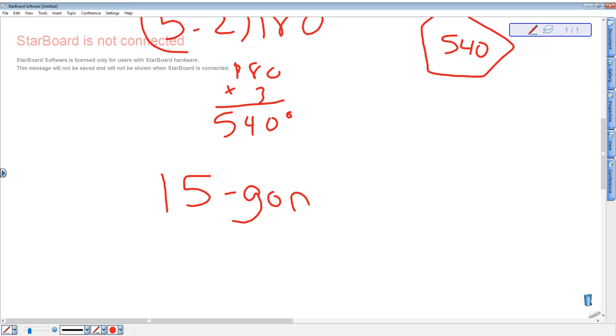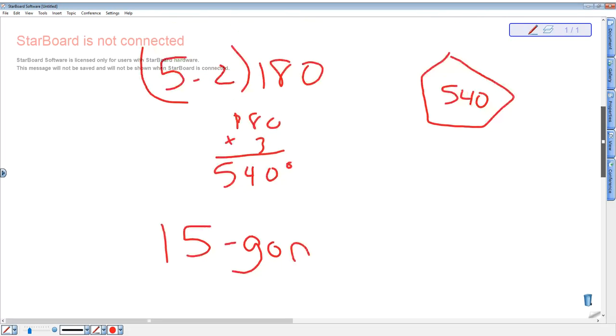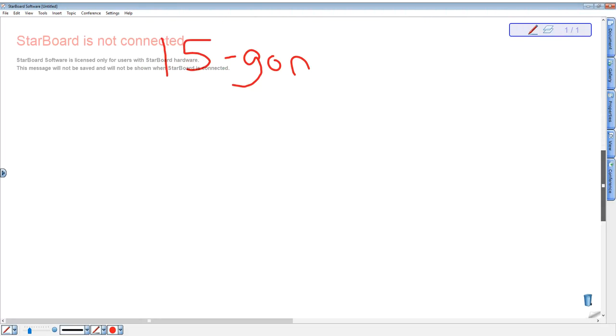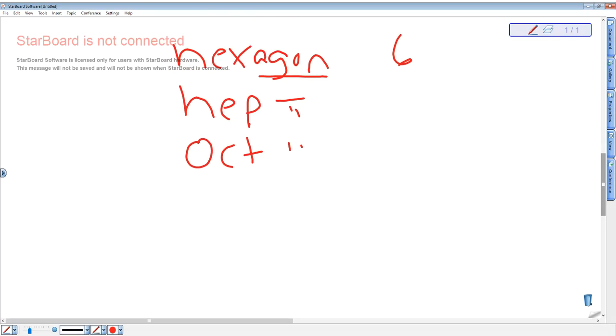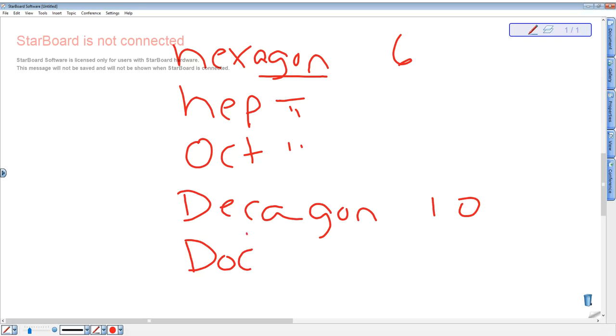As for the names, you should know the names also. We already went over triangle, quadrilateral, pentagon. Then it's a hexagon for a six-sided figure. And then a heptagon. And then the octagon. And then we're going to go straight to 10. Decagon. And a 12-sided figure is a dodecagon.